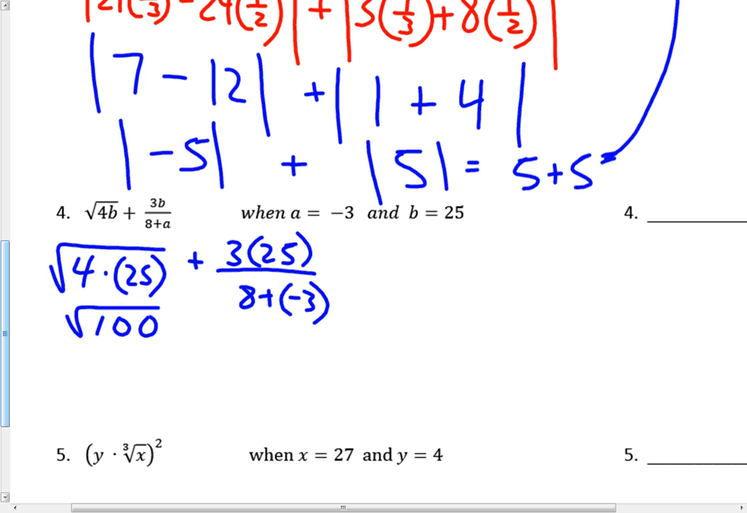Question. What is the square root of 100? What is it? 10. Now, once you find the square roots, take a look. Do I put another square root on that? No, it's just 10. You're done with that portion of the problem. Now we'll do the other portion. 75 over 5. What is 75 divided by 5?